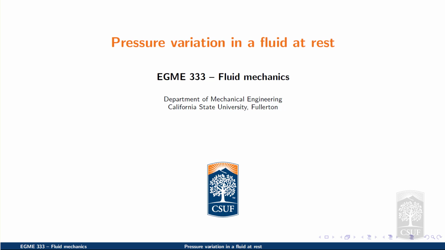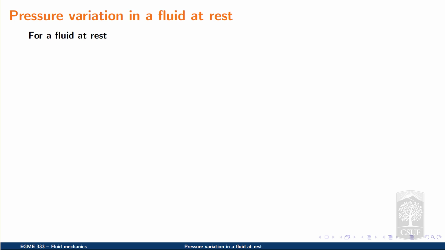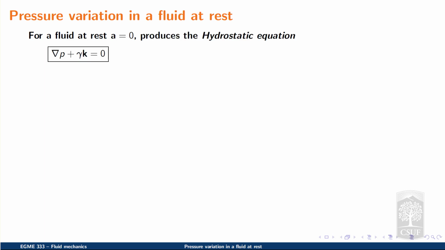Welcome back to EGME-333. This video will focus on the pressure variation in a fluid that is at rest. Now let's consider a fluid that is at rest. Physically, this indicates that the acceleration is equal to 0, and consequently, the basic equation of motion for a fluid reduces to the hydrostatic equation, which is given to us by the gradient of pressure plus the specific weight gamma in the z direction is equal to 0.